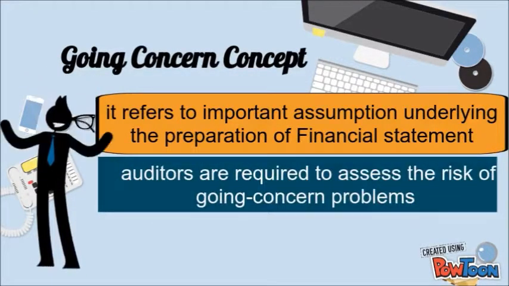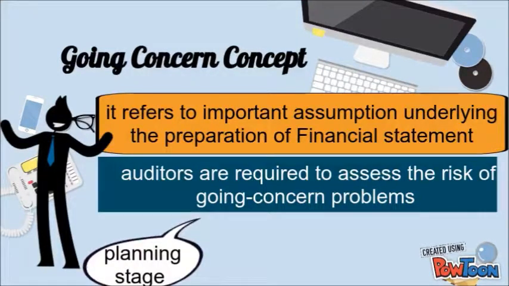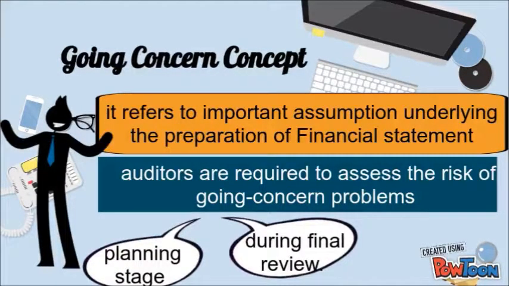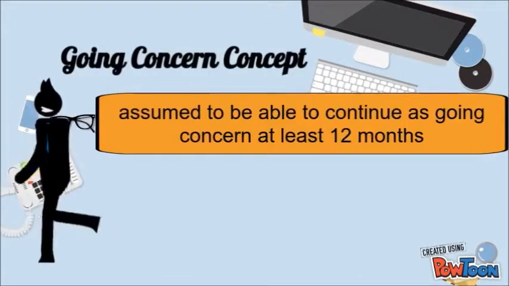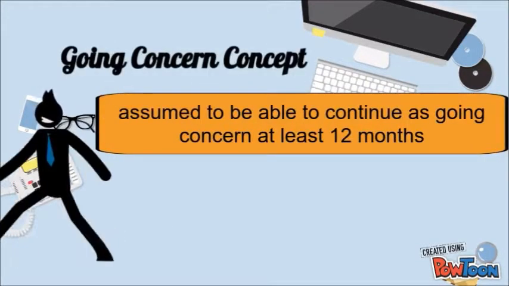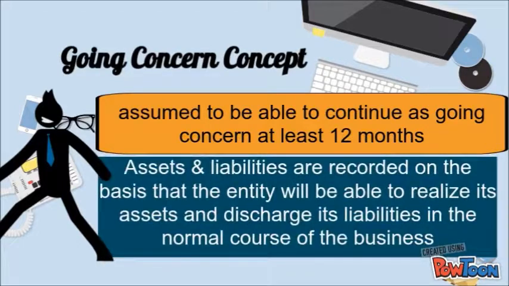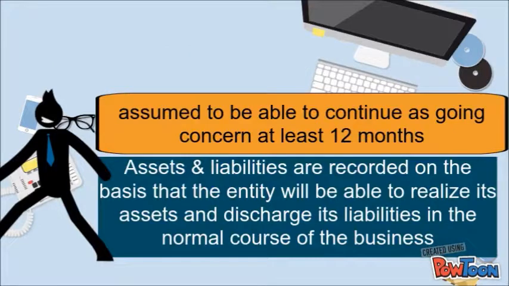Auditors are required to assess the risk of going concern problems at the planning stage and during final review. An entity is assumed to be able to continue as a going concern for at least 12 months. Assets and liabilities are recorded on the basis that the entity will be able to realize its assets and discharge its liabilities in the normal course of business.